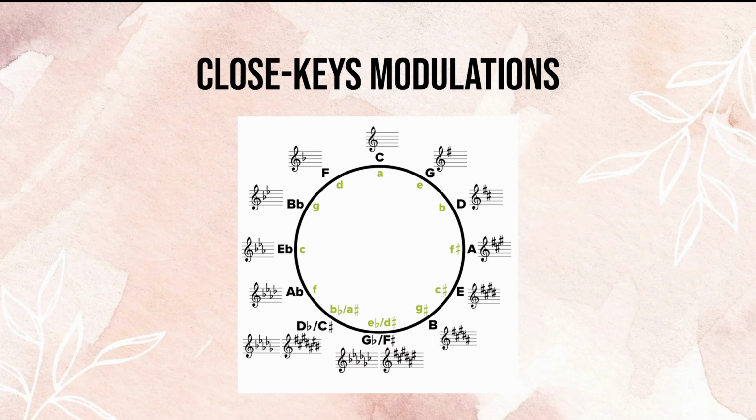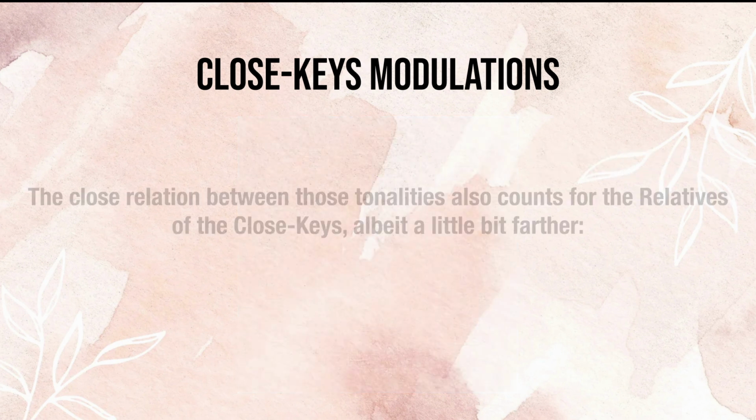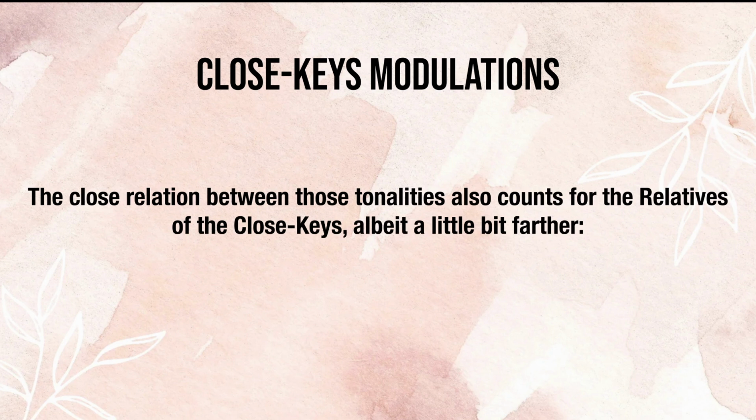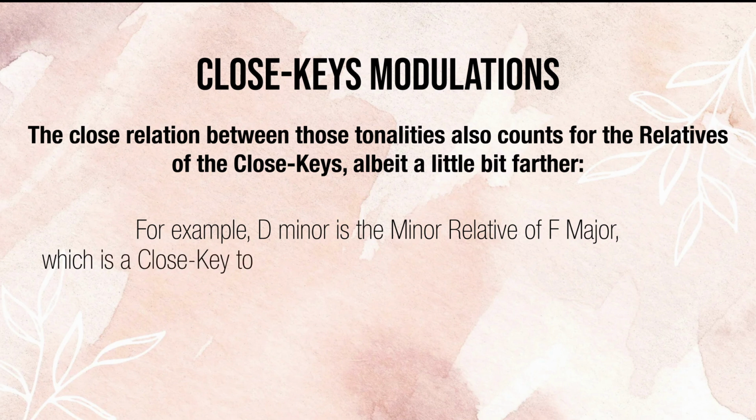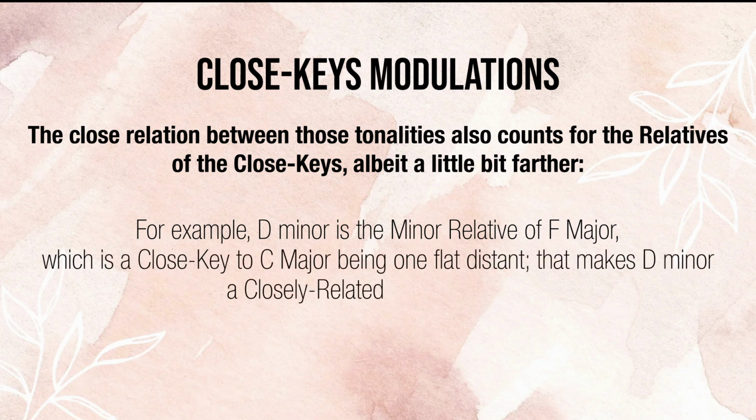For example, G major is closely related to C major, as it adds a sharp, the F sharp, and as it's next to C major in the circle of fifths. The close relation between those tonalities also counts for the relatives of the close keys, albeit a little bit farther. For example, D minor is the minor relative of F major, which is a close key to C major being one flat distant. That makes D minor a closely related key to C major.